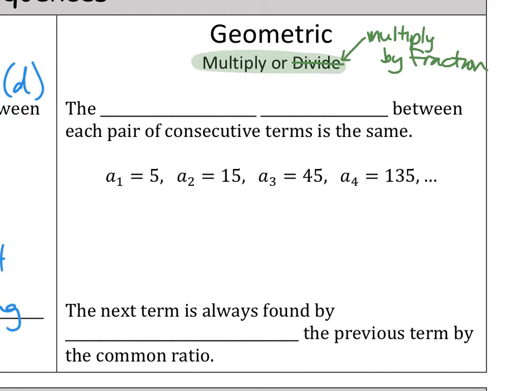Just like adding a negative is subtracting, multiplying by a fraction is dividing. And that's true in all cases of dividing. It's just multiplying by a fraction.